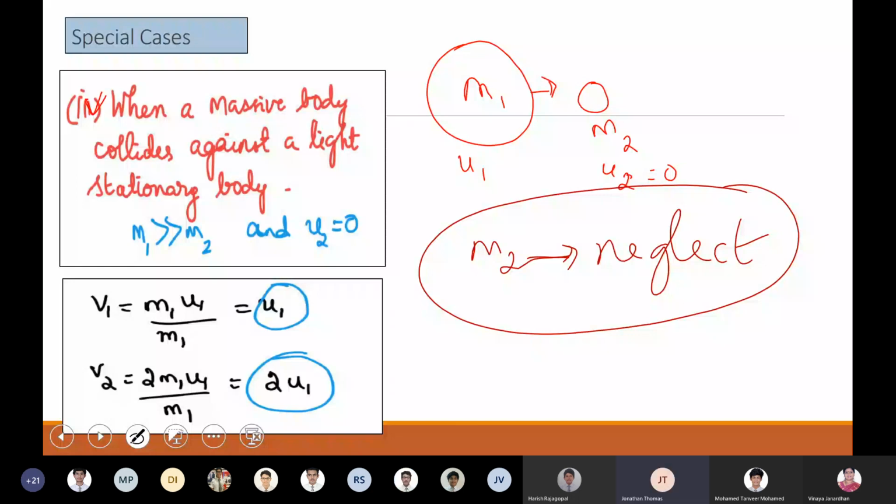This derivation is called elastic collision in one dimension.